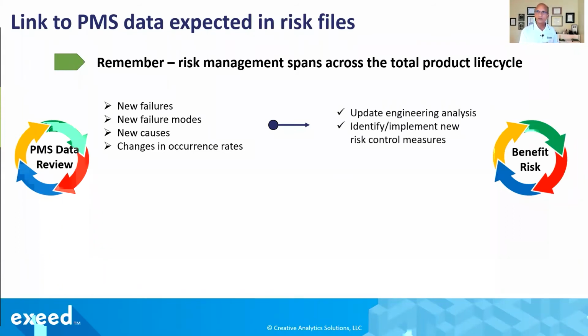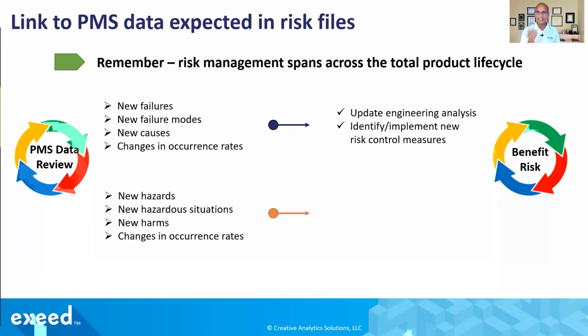So what are we supposed to do? New failures, new failure modes, new causes, changes in occurrence rates. We need to be able to have a good sense of that using our PMS data. And that should lead to updating our engineering analysis, identifying and implementing new risk control measures, correct? Makes sense. This is what the standard expects us to do, right? But if we don't have the way of mining the post-market data and have some sort of a baseline background information against which to compare this appropriately, we are not going to be able to make good decisions.